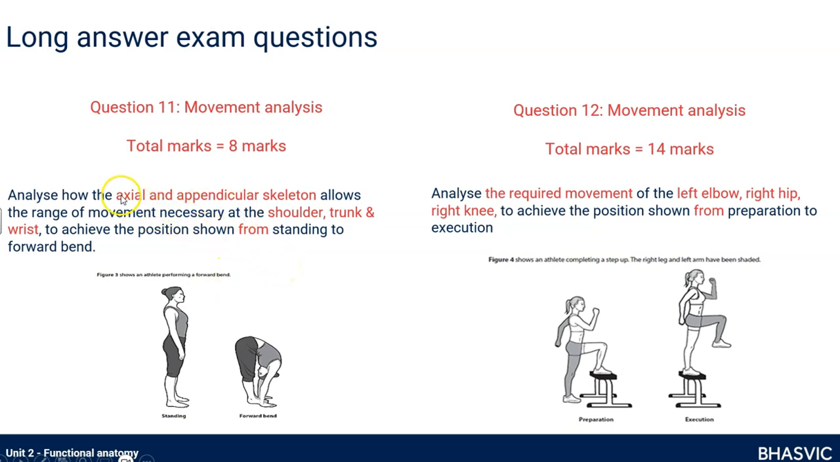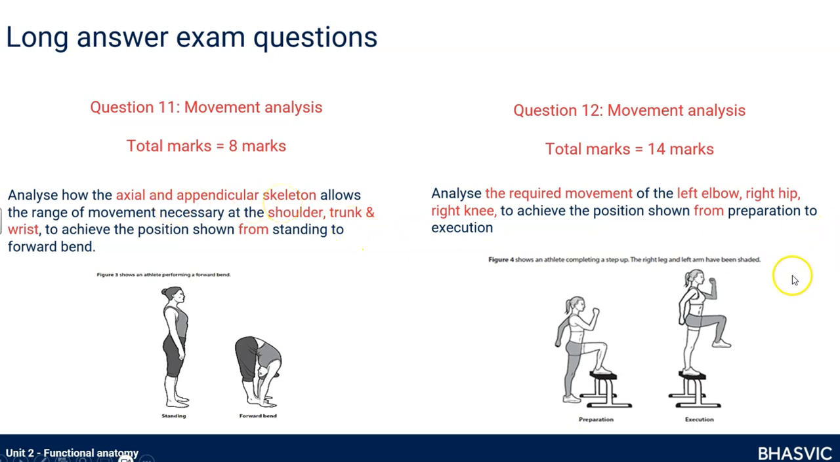So it's about the skeleton, it's about the sections of the skeleton, and it gives you clues which one's in the question. It's about analysing three joints, and it will always be three joints. If you write about any other joint, it's irrelevant and won't gain you any marks. So you must analyse the shoulder, the trunk, and the wrist in this particular example. And again, it will always give you a from position to a different position, and this happens to be a forward bend. You can see up here that this question 11, this movement analysis, is worth 8 marks. Also it only includes information about the skeleton, so it's just about the skeleton.